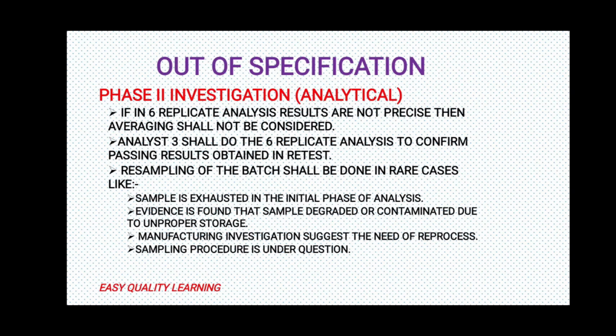Resampling of the batch shall be done in rare cases, like sample is exhausted in the initial phase of the analysis, or evidence is found that the sample is degraded or contaminated due to improper storage, like color change is observed or moisture gain is observed. So we can do the resampling. Manufacturing investigation suggests the need of reprocess. So if manufacturing investigation is suggesting that we need to do the reprocess, then after reprocess we need to take the sample. The sampling procedure is under question. If our sampling procedure which was executed was not done properly, then we can do the resampling.